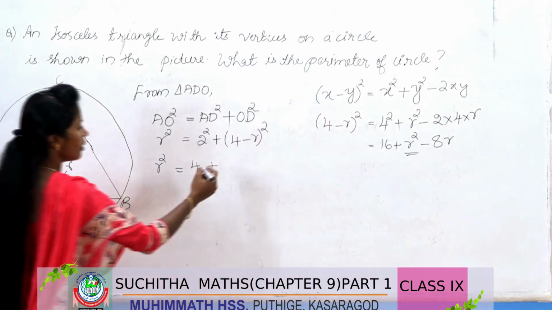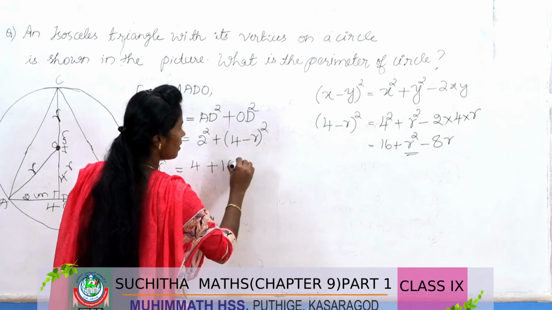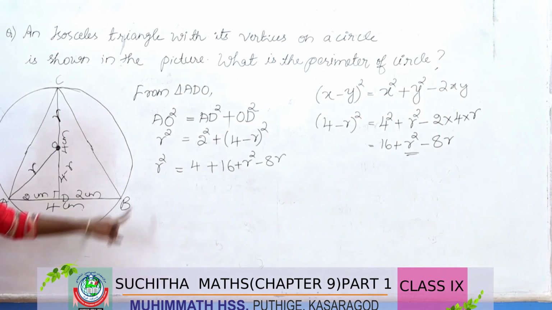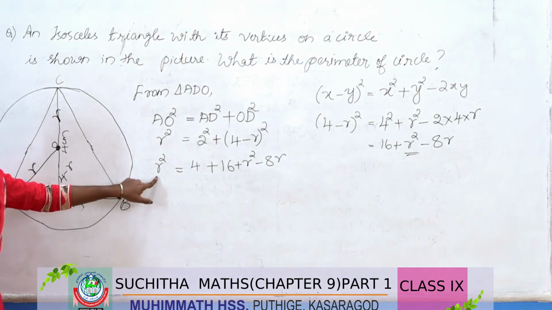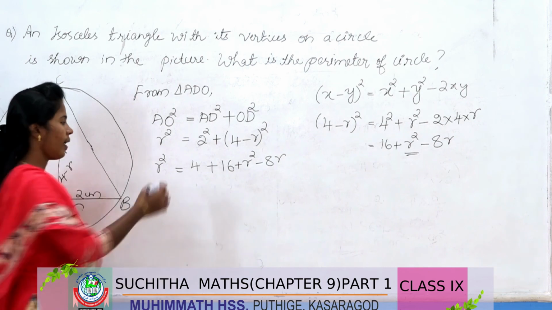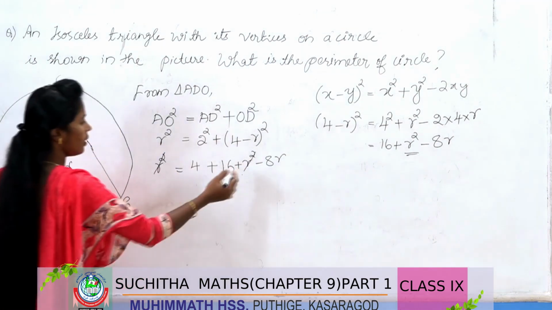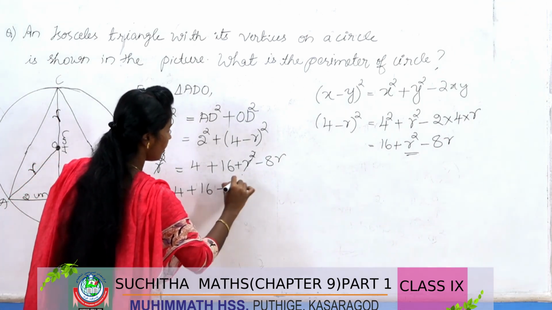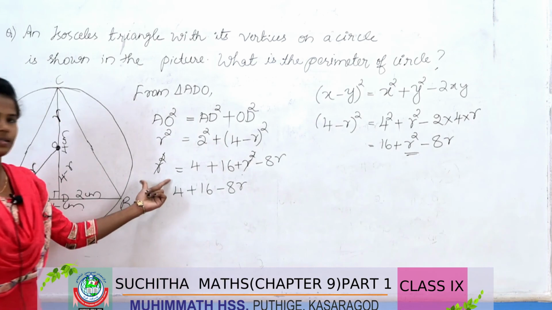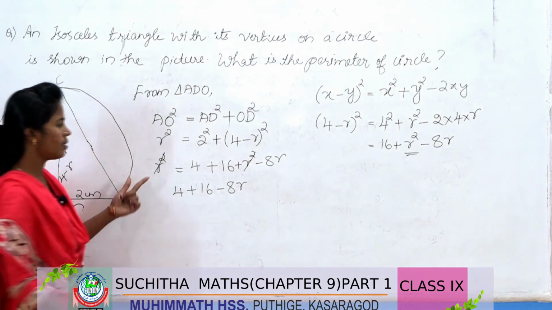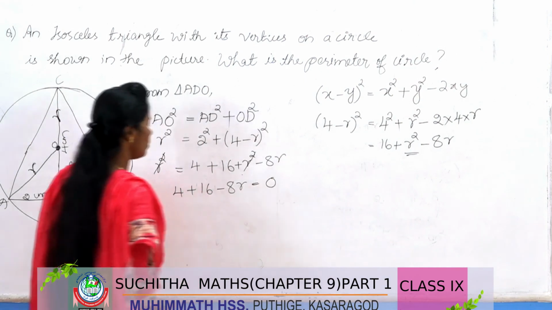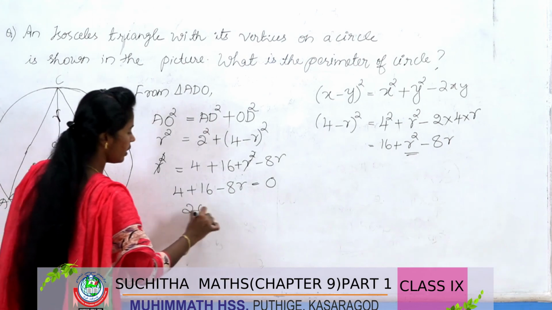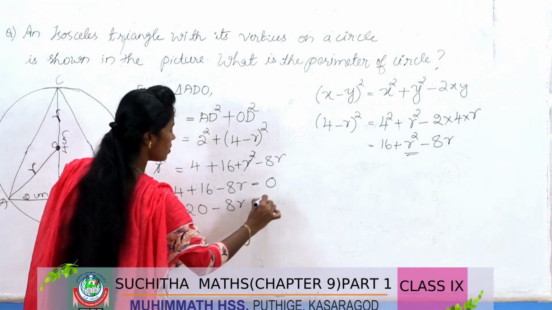Now apply here, that is 16 plus r square minus 8r. Now listen, here there is r square on both sides, and these r squares cancel. So the remaining terms are 4 plus 16 minus 8r. This term is cancelled, so consider it as 0, equal to 0. 4 plus 16 is 20. 20 minus 8r equals 0.